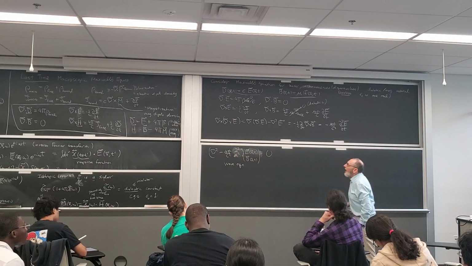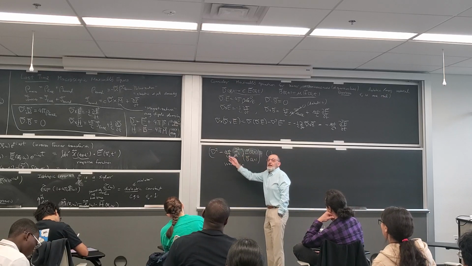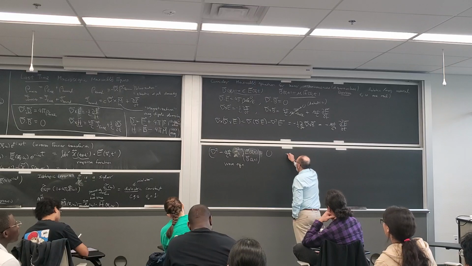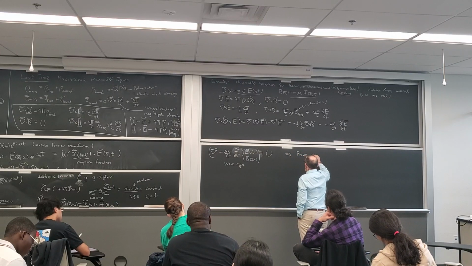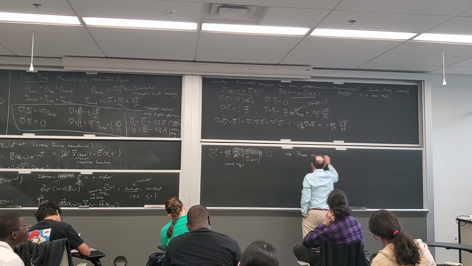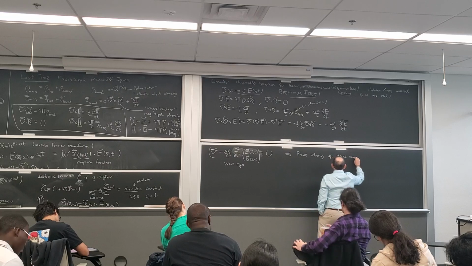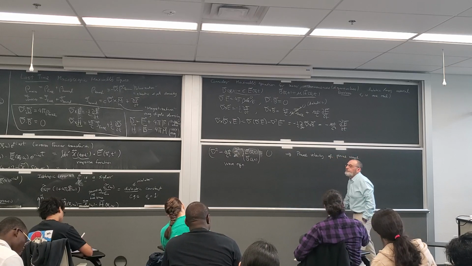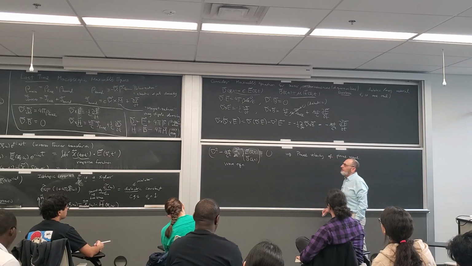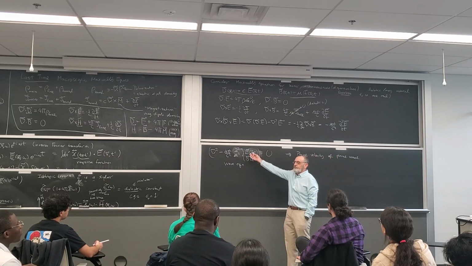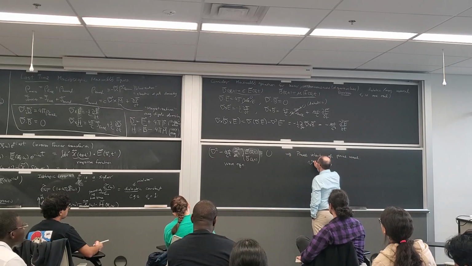What's changed? Now we have this mu and epsilon. So what this tells us is that the phase velocity of a plane wave in this kind of material, just looking at the wave equation, is c over root mu epsilon.